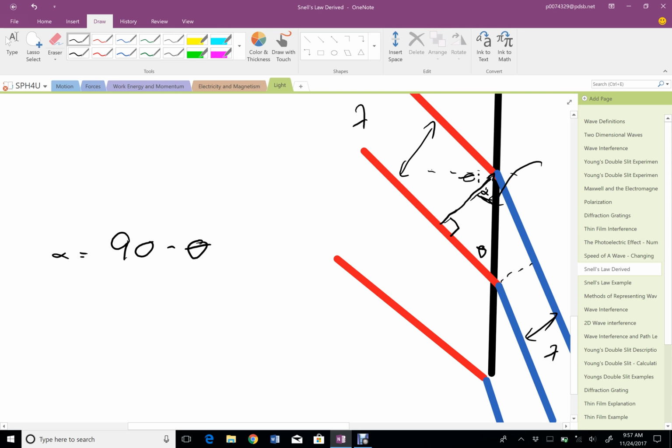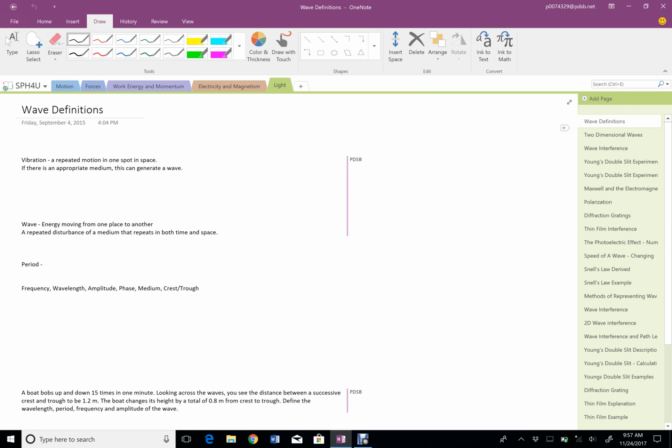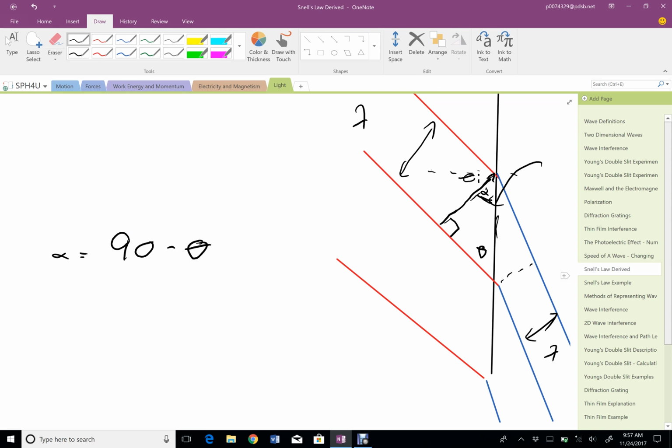And then if I consider this entire triangle, I can try and find this angle right here. Let's see if I can put that barrier back on.